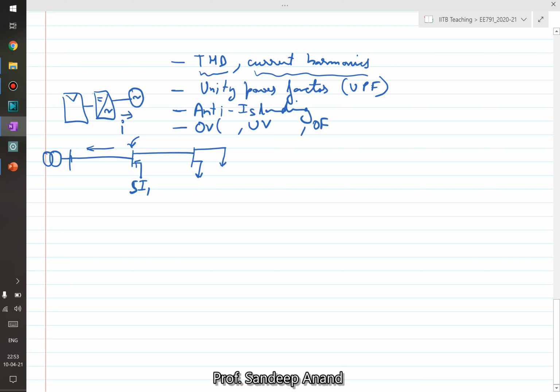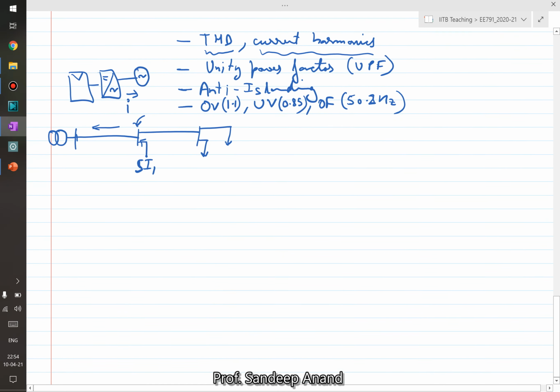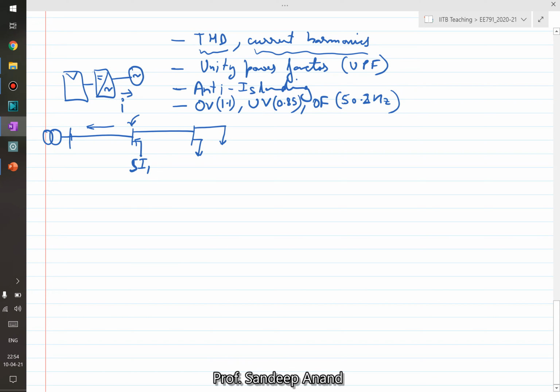For example, if the voltage goes above, let's say, 1.1 pu, then suddenly disconnect. Under voltage, if the grid voltage goes below, let's say, 0.85 pu, disconnect. Over frequency, if it goes above 50.2 or 50.3 hertz, disconnect. All of these were intentionally meant so that the inverter was treated as an external device, and it was evaluated that in case of any disturbance, it is good if these inverters disconnect and the main process is handled by the conventional generators.